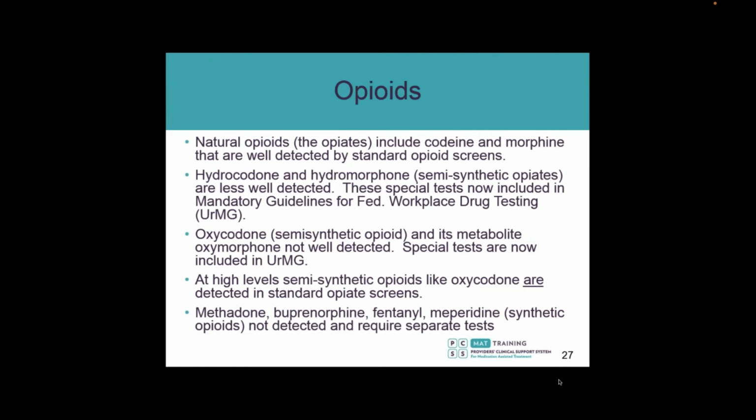The semi-synthetic opioid that's very common, oxycodone, and its metabolite turn out not to be well detected, and so most screens now include them as a separate test. But at high levels, something like oxycodone will trip the standard opiate screen. And then finally, the full synthetics, methadone, buprenorphine, fentanyl, meperidine, are not detected by a regular opioid screen, and they'll require separate tests. Many places now automatically include methadone and fentanyl in their screens.